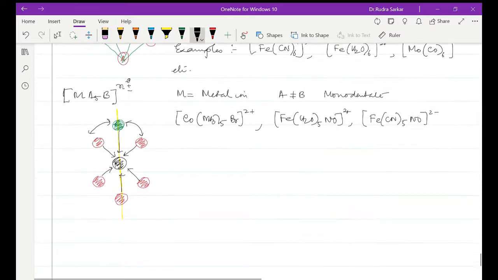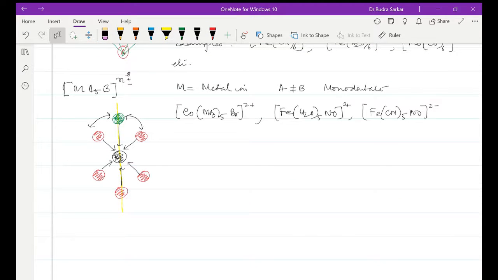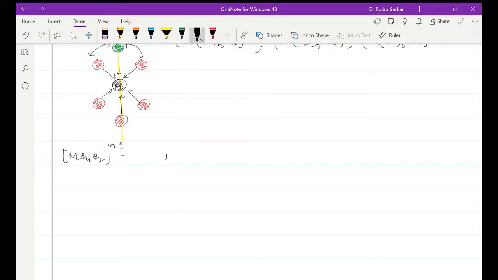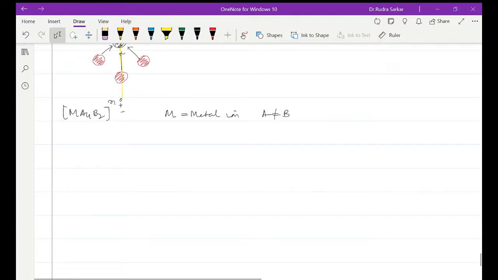All right, let's have a look at another type, which we will be calling as MA4B2. Question is, can there be a geometrical isomerism in this complex? Because in the above two cases there was no geometrical isomerism. We will say yes. Again, out here M is the metal ion, A and B are monodentate and they are not equal to each other. So what are the geometrical arrangements that are possible?